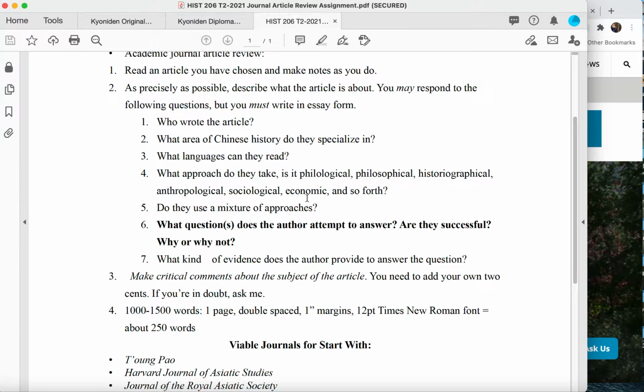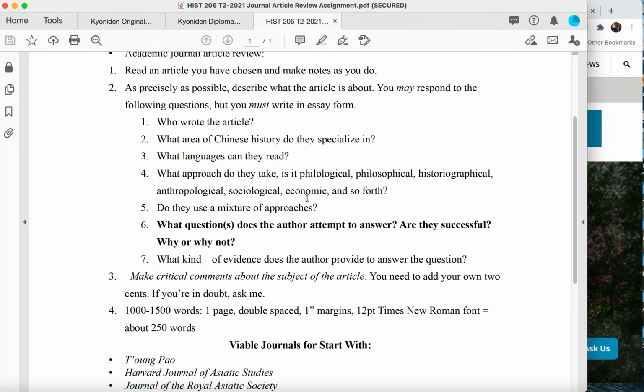However, you do have to make critical comments about the subject of the article. This means you need to add your own two cents. If you're in doubt, you can ask me. This means: this article was impressive to me; I learned this about Chinese history and the history of economics; or perhaps I learned this about the people who traveled in this particular region. It depends on what you're looking at. But you need to say how the article was successful from your point of view.